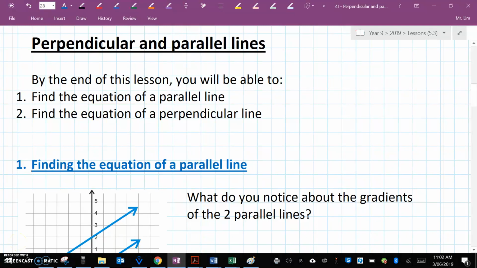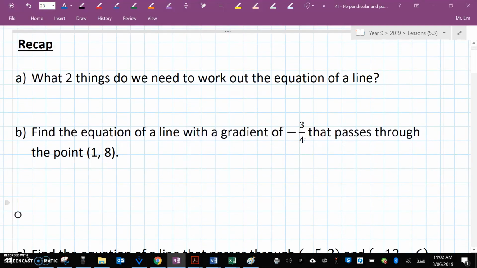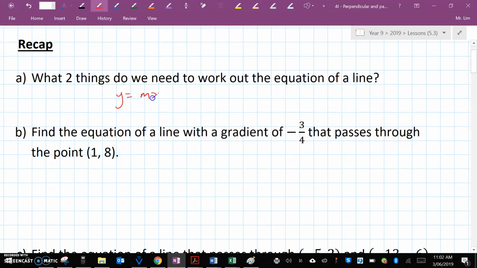Okay, so in this video, we're going to have a look at how to find the equation of a perpendicular and parallel line. But before we do that, I thought it would be good if we could go through some recap questions. So what two things do we need to work out the equation of a line? We must have y equals mx plus b. We must have m, the gradient, and we must have the y-intercept. Those are the two things we need to work out the equation of a line.